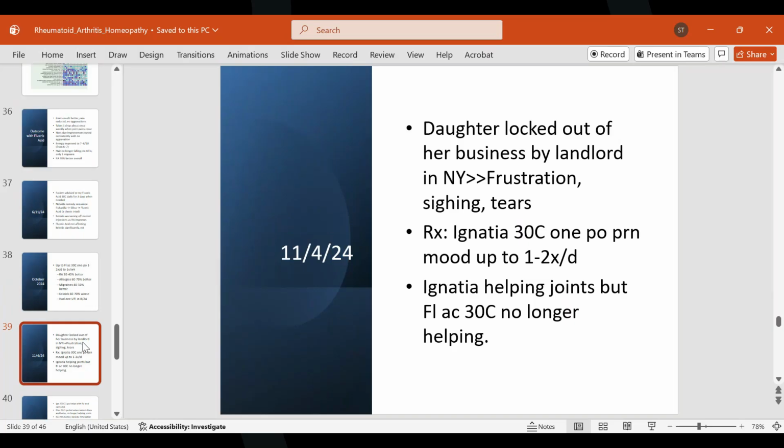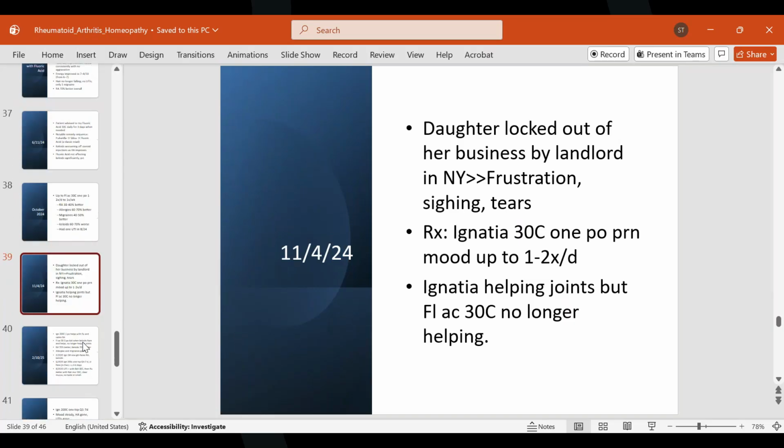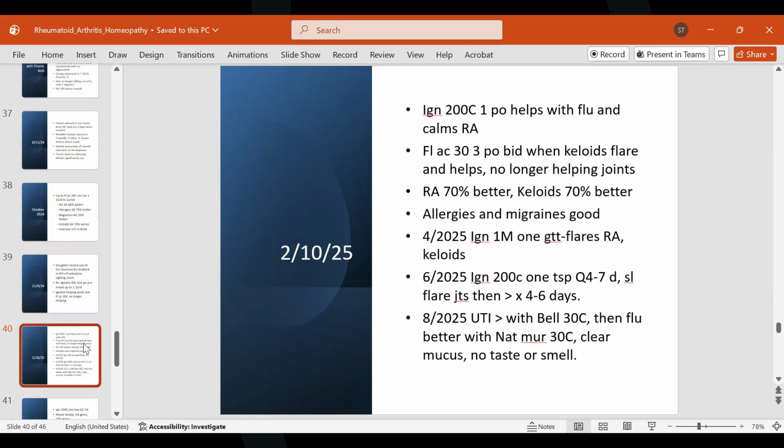And the Ignatia helped the joints. So now she switched to Ignatia because of the stress of having to deal with her daughter. She lives in Texas, and she's flying up to New York to help her daughter. Fluoric acid wasn't helping. March of 25, now she was up to Ignatia 200, 1 by mouth, helps calm the RA.